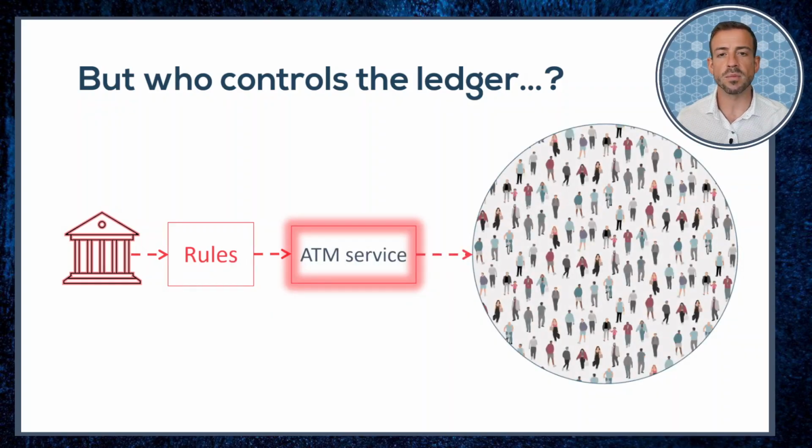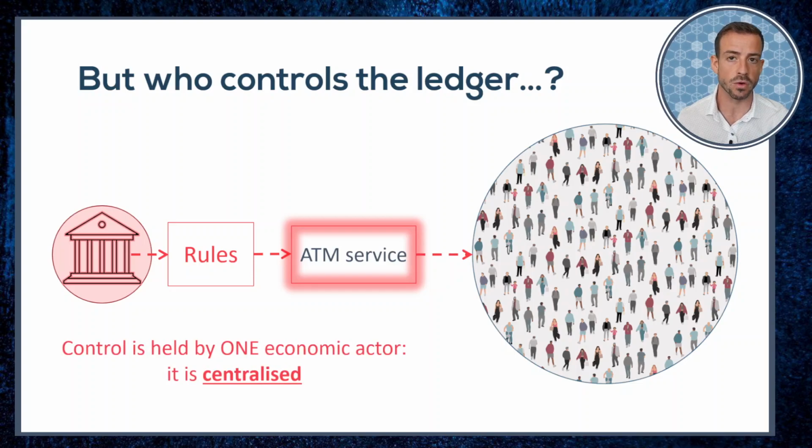So now we can see that we have thousands of users on the right and the bank there on the left. Now, even though a bank is made up of many employees, they are all hired to serve the bank's corporate interests. So that means we can meaningfully talk about the bank as a single agent. From that perspective, control of the ATM service sits in the hands of one actor, the bank. So what we're showing here is an example of a system with centralized control.